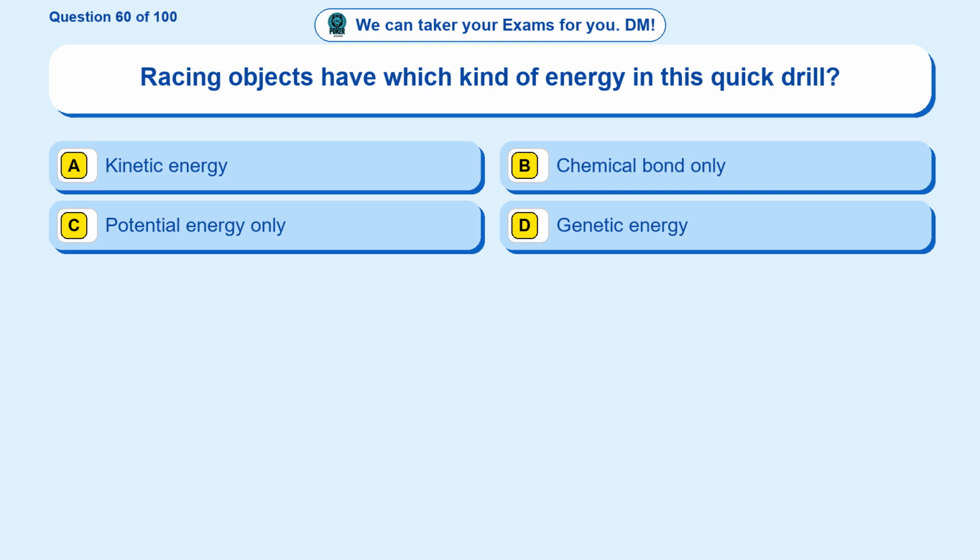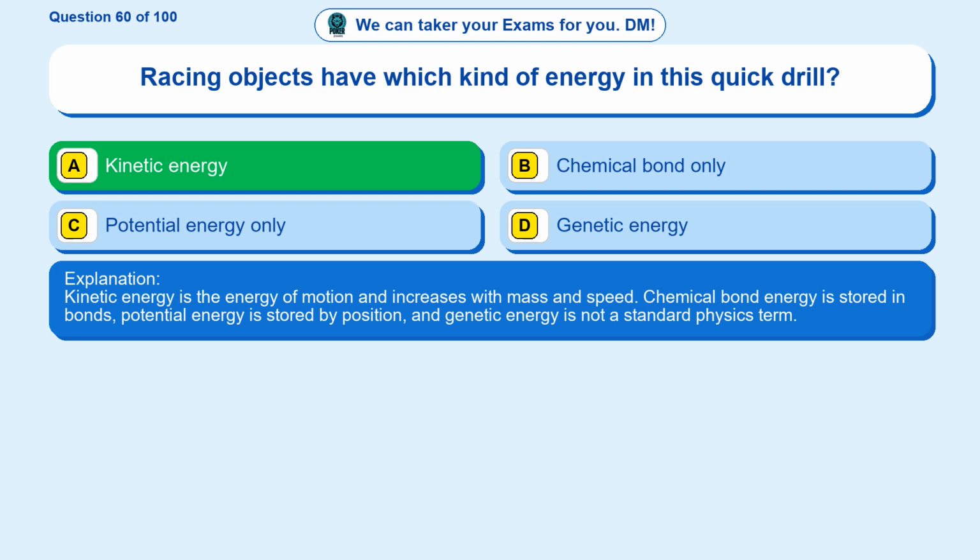Question 60. Racing objects have which kind of energy in this quick drill? Option A, kinetic energy. Option B, chemical bond only. Option C, potential energy only. Option D, genetic energy. The correct answer is option A, kinetic energy. Kinetic energy is the energy of motion and increases with mass and speed. Chemical bond energy is stored in bonds, potential energy is stored by position, and genetic energy is not a standard physics term.